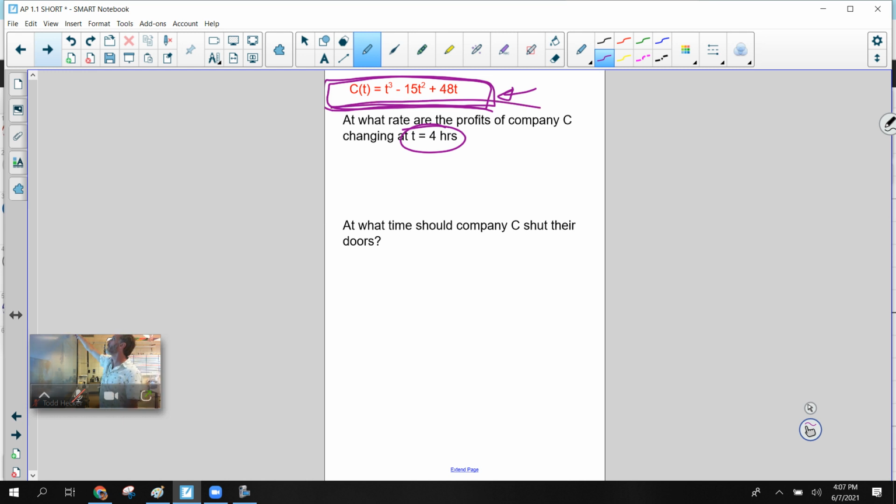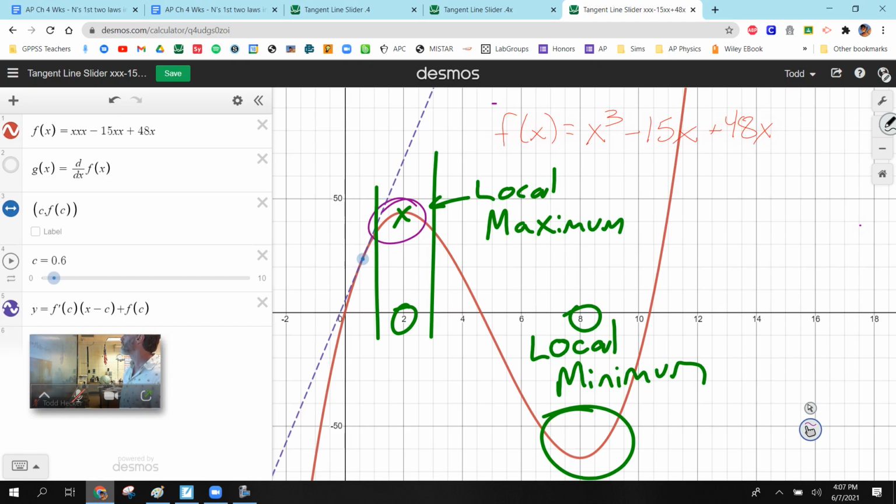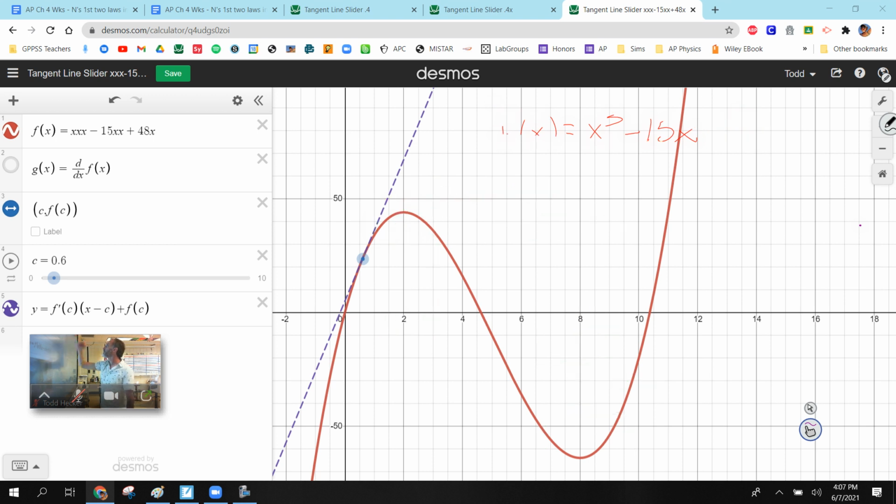All right, so this function here, you probably didn't realize, is the same as this function. I just changed my x's to t's. So that's t cubed minus 15t squared plus 48t. This is what this function looks like. After 4 hours, their profits are decreasing. And if they're only open for 10 hours, because that's how long most businesses are open, I just made that up and you're just gonna have to deal with it, when should they close their door? Right here, after 2 hours.